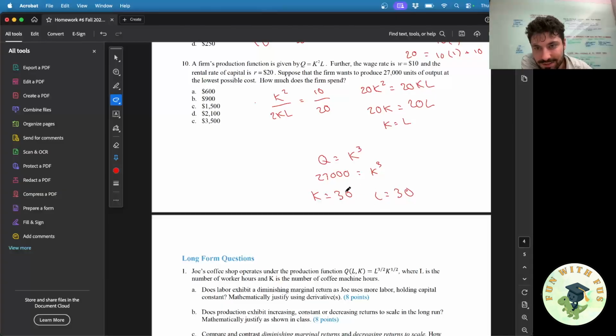Now I know K is 30 and L is 30, so I just plug those back into whatever it costs me. It costs me $300 for the labor, and it costs me $600 for capital. Then I add those together to get 900 bones. Alrighty, so that is the end of the multiple choice section.